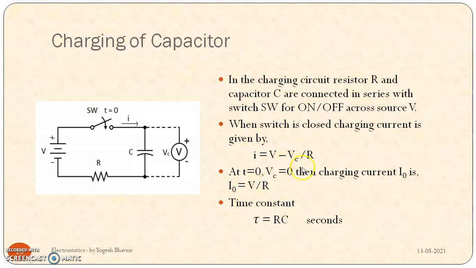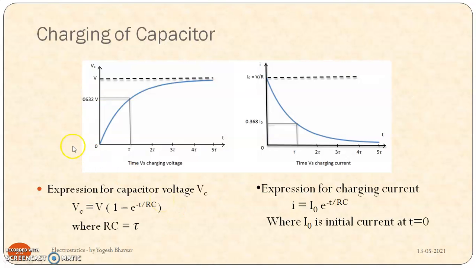Here the capacitor voltage Vc is 0, so that's why I0 is equal to V by R, and the time constant is the product of the resistance and the capacitance. It is denoted by tau, which is equal to RC, measured in seconds. So this is the time constant of this circuit. Now let us see in detail the charging and discharging graph.